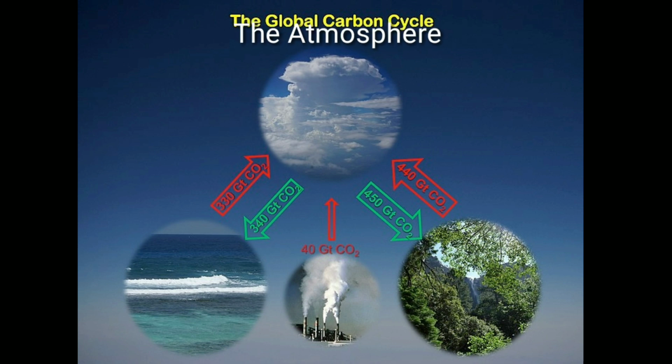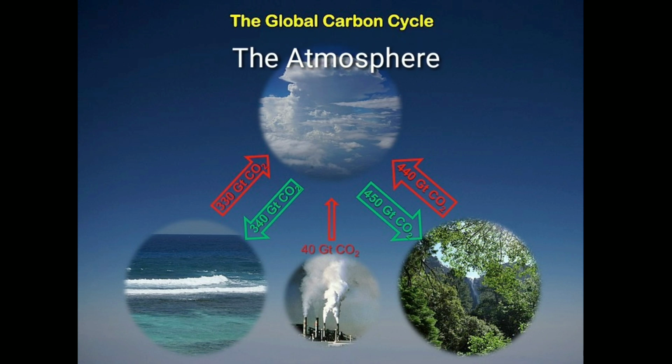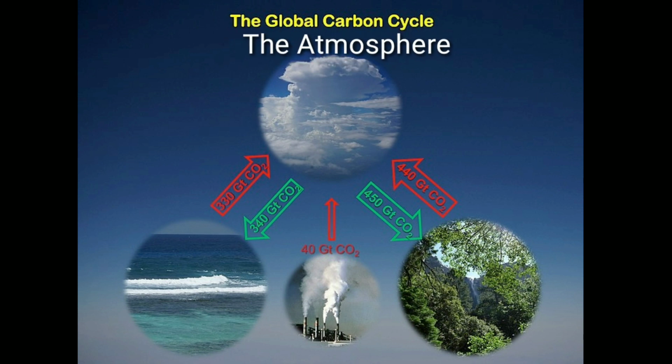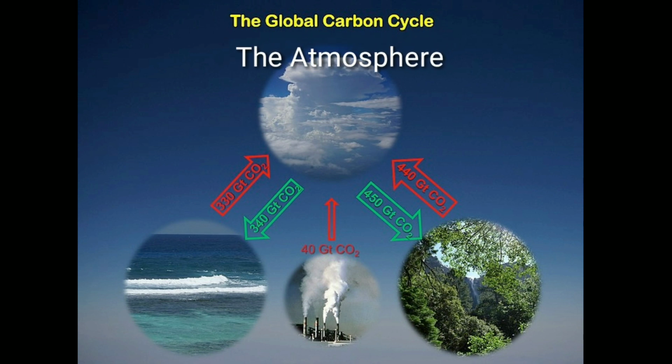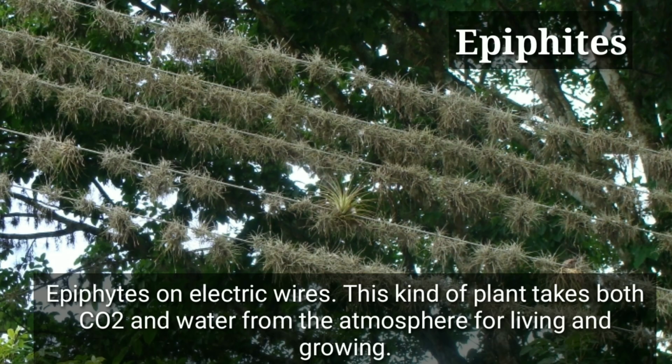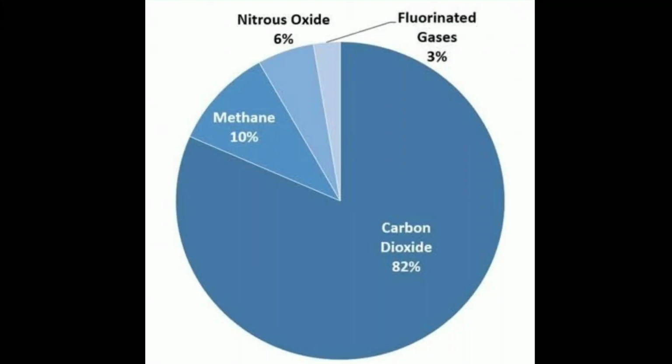The ocean and land have continued to absorb about half of all carbon dioxide emissions into the atmosphere, even as anthropogenic emissions have risen dramatically in recent decades. It remains unclear if carbon absorption will continue at this rate. Epiphytes on electric wires. This kind of plant takes both CO2 and water from the atmosphere for living and growing. Carbon in the Earth's atmosphere exists in two main forms: carbon dioxide and methane.